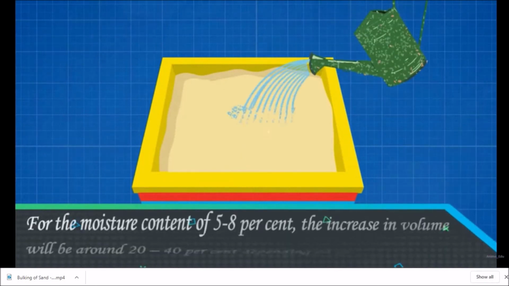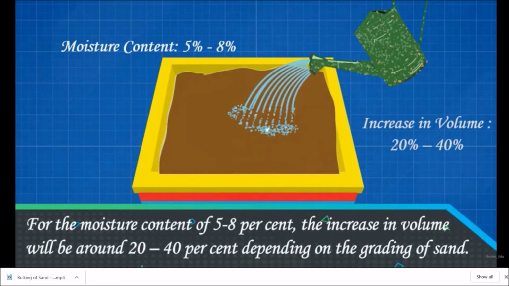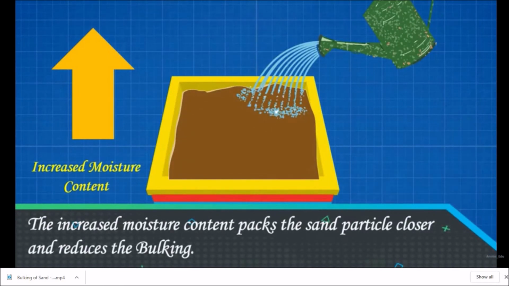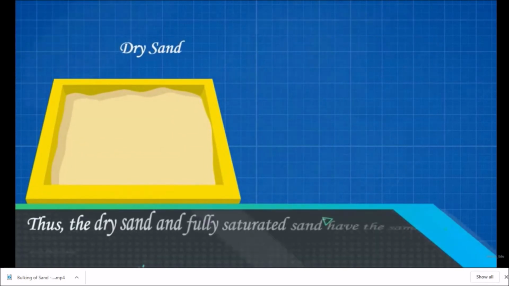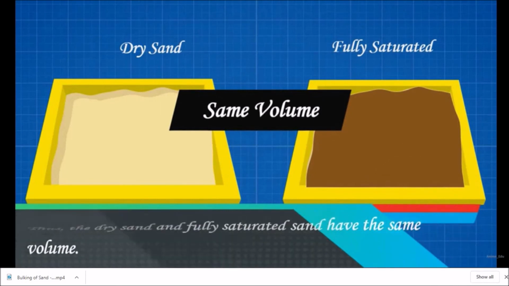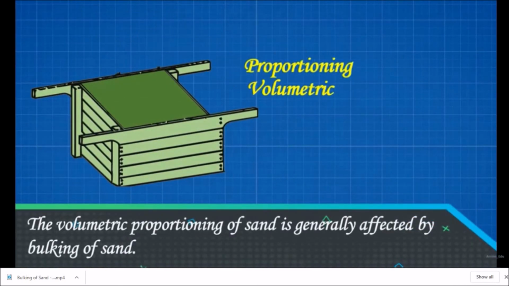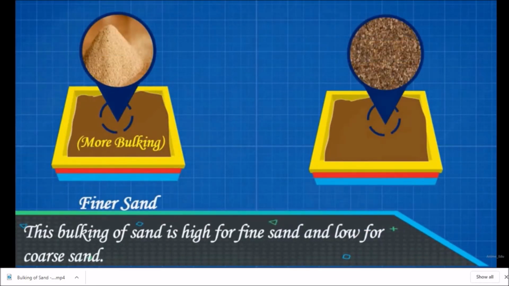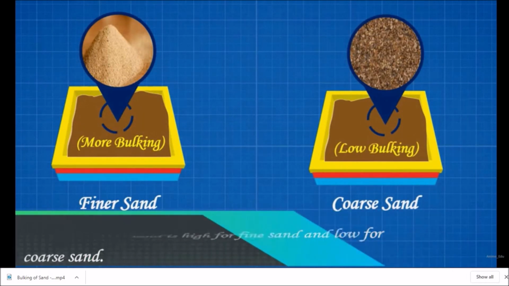For the moisture content of 5 to 8%, the increase in volume will be around 20 to 40% depending on the grading of sand. The increased moisture content packs the sand particles closer and reduces the bulking. Thus, the dry sand and fully saturated sand have the same volume. The volumetric proportioning of sand is generally affected by bulking of sand. This bulking of sand is high for fine sand and low for coarse sand.